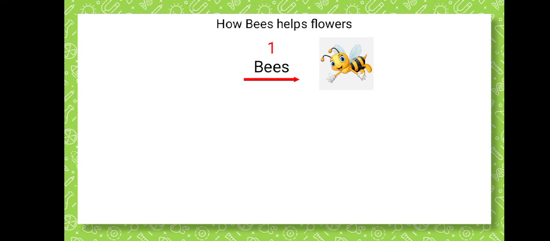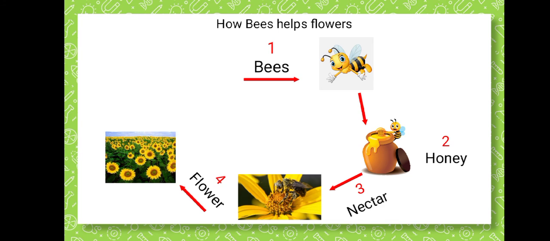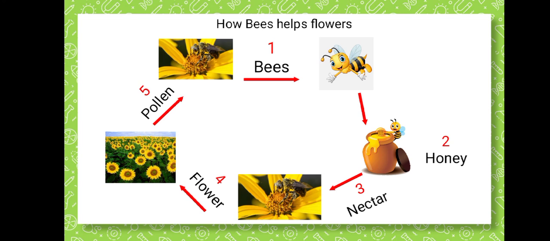So how do the bees help flowers? Number 1, bees make honey, which is number 2. That comes from nectar, which is number 3, which is found in a flower, which is number 4. And the flower needs pollen, which is number 5, which is taken by the bees.